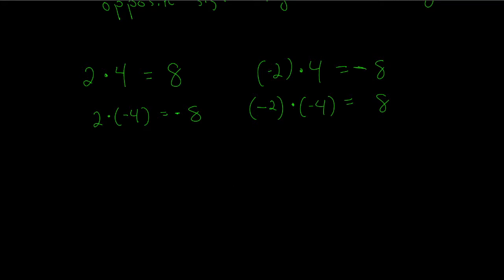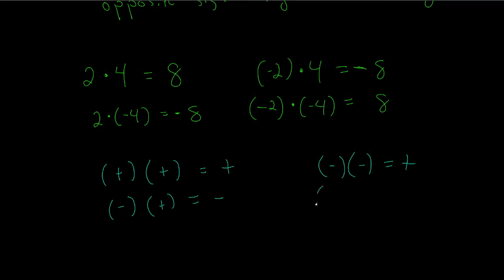I like the way your book does this. It looks at just the signs. It says a positive times a positive equals a positive. A negative times a negative equals a positive. A negative times a positive will be negative. And a positive times a negative will be negative.